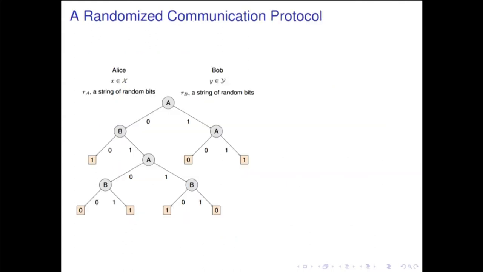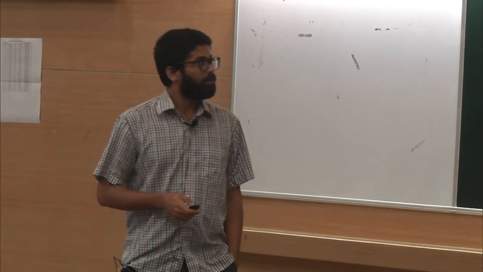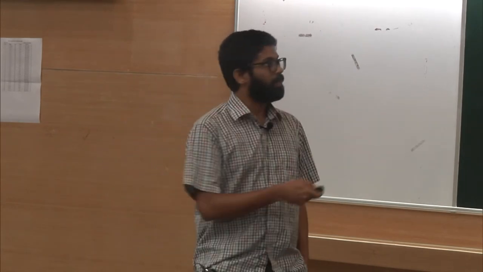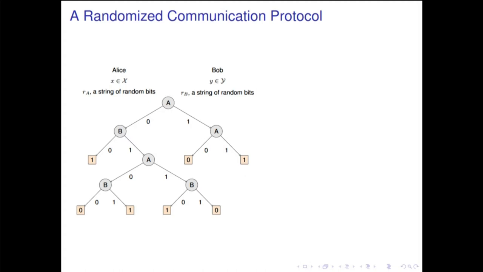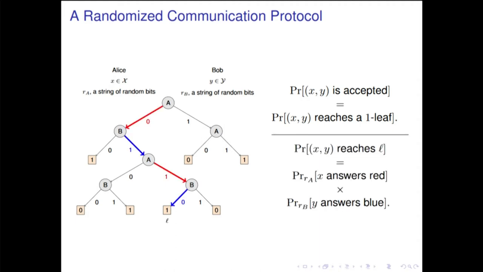There is an analogous conjecture for randomized communication. So let's just spend a few minutes looking at that. So in randomized communication, Alice gets a string of random bits. Bob also gets a string of random bits. They're independent. And again, you do the same thing. The probability that XY is accepted is the probability that XY reaches one leaf, because now these functions depend on these random bits. So X comma Y is going to reach this leaf L with some probability. But we still have a nice product structure.